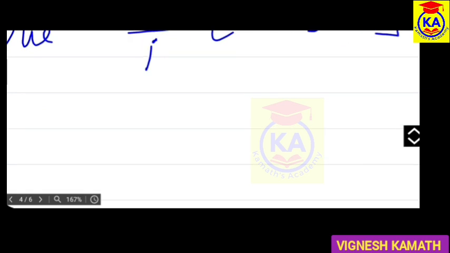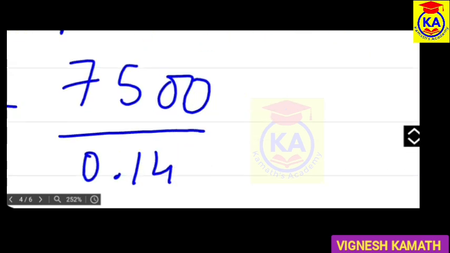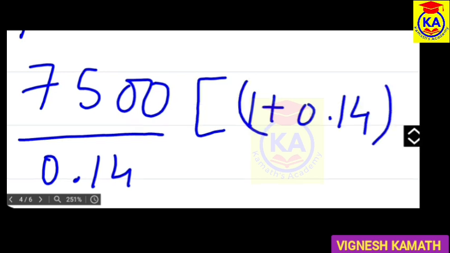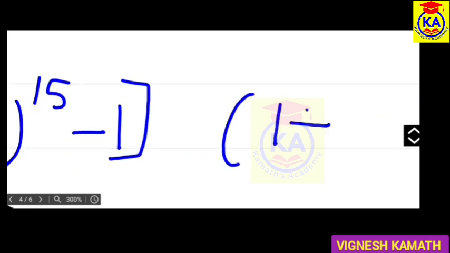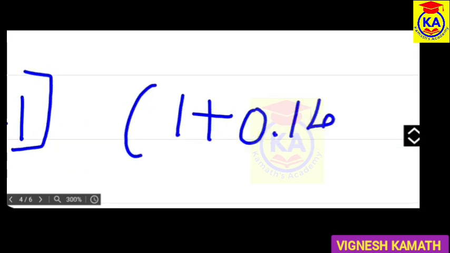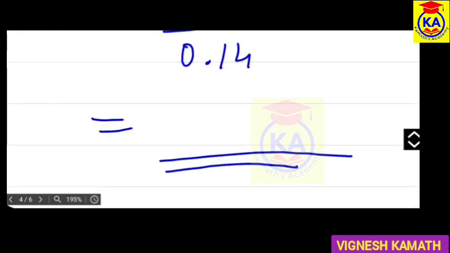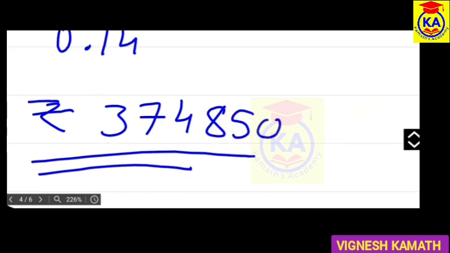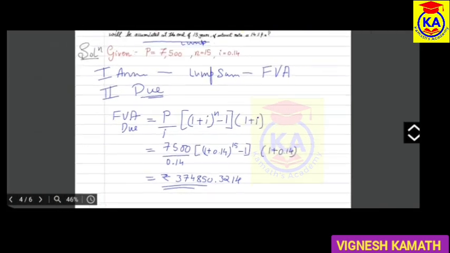Let's substitute the values in the formula. P is equal to 7500 divided by I, 0.14, into 1 plus I to the power n, 0.14 to the power n is equal to 15, minus 1, into 1 plus I, that is 0.14. If you solve further, you will get rupees 374850.3214. Please take down the solution.